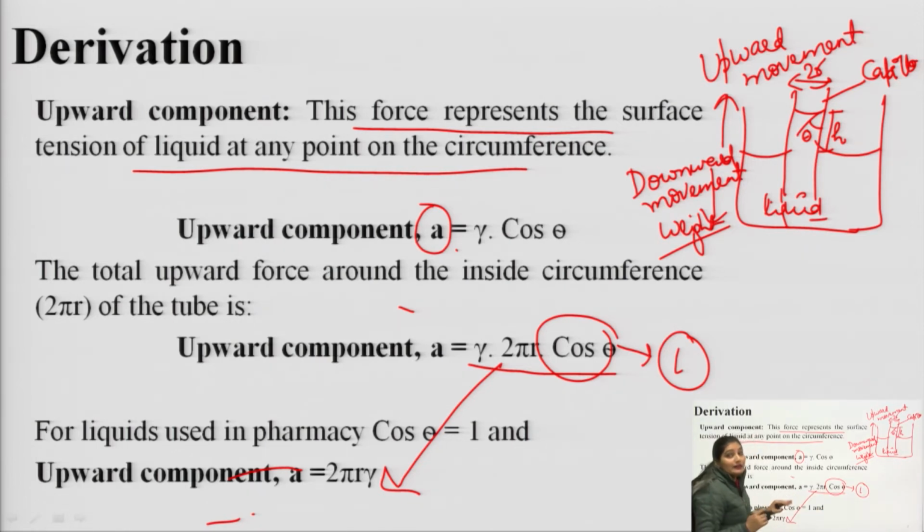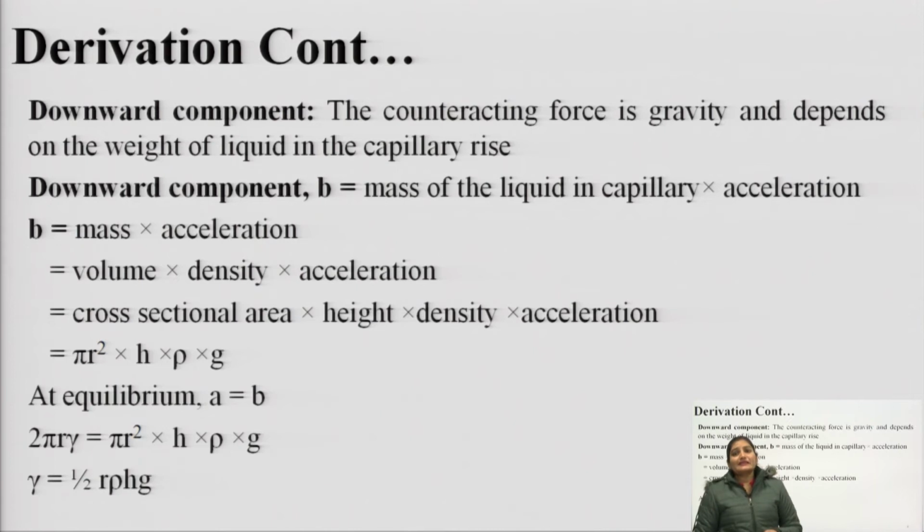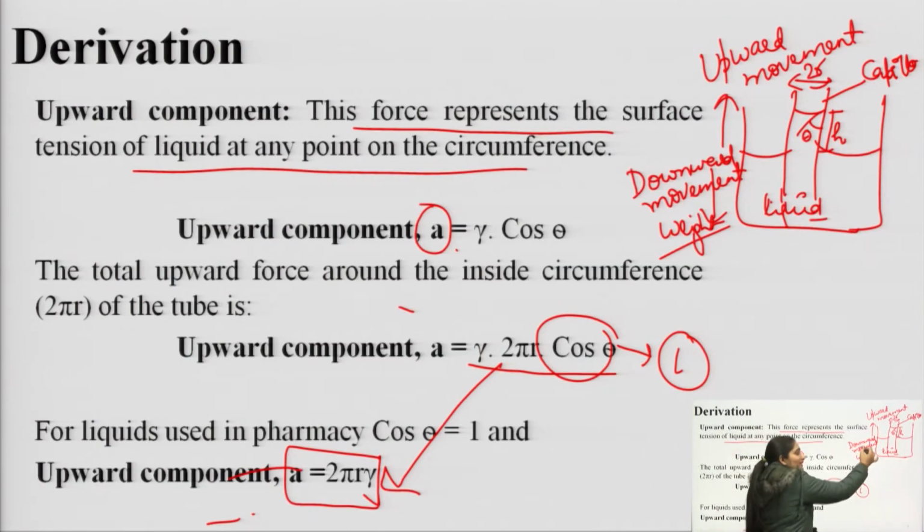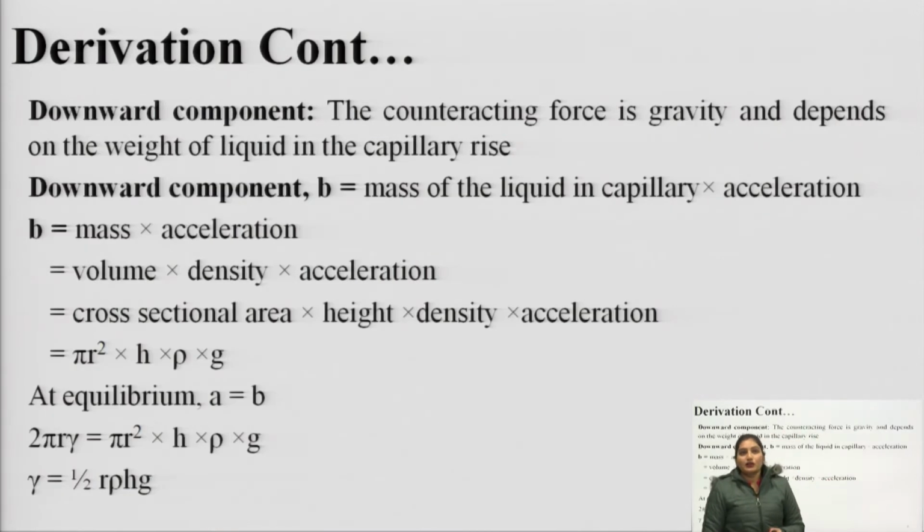Okay. And for the liquids that are used in pharmacy, the cos theta value is equal to 1, and this upward component will be equal to gamma into 2 pi r, or A is equal to 2 pi r gamma. Okay. Next, coming to the downward component. What is the downward component? This is the downward component.